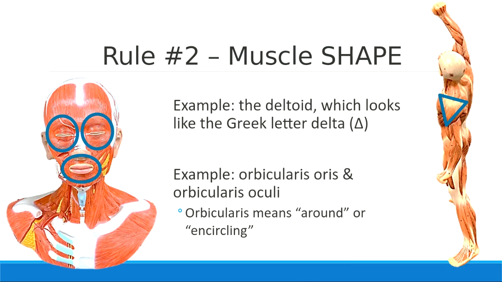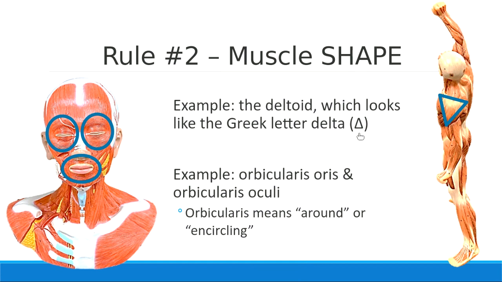Next way that I can name a muscle is based on its shape. So a couple of the examples that we gave for that, remember that we talked about the muscle called the deltoid, which is the big triangle-shaped muscle in the shoulder. I can see it over here. Deltoid looks like the letter delta. That's a Greek letter for us. So the letter delta looks like a triangle.